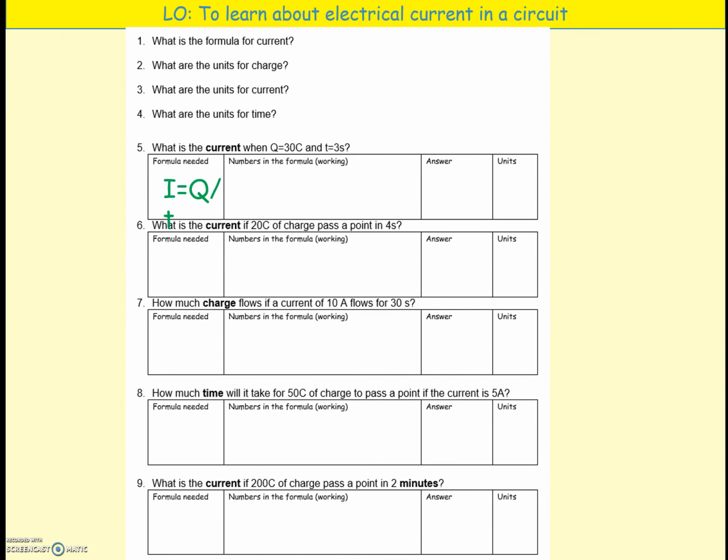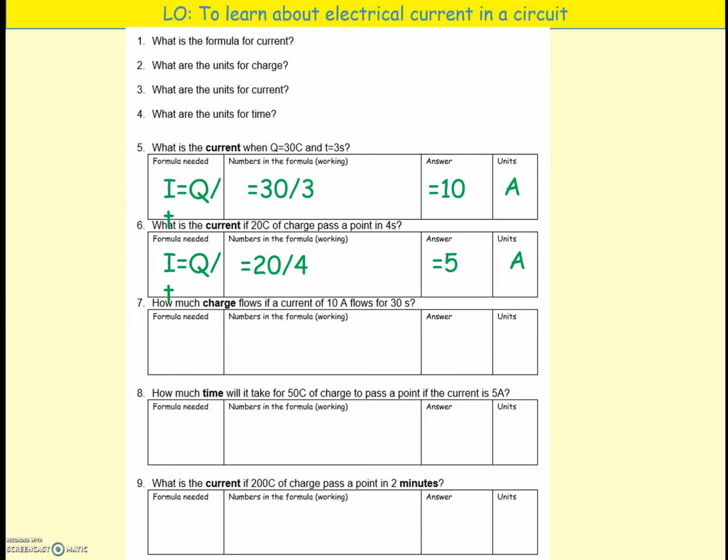So the formula for the first one would be I equals Q over T. Current is what we're trying to work out. So that would be 30 divided by 3. Our answer would be 10, and the units would be amps. Next one, what is current if 20 C of charge pass a point in 4 seconds? Our formula is I equals Q divided by T again. Our numbers in the formula would be 20 divided by 4. Our answer this time would be 5, and our units would be amps again.